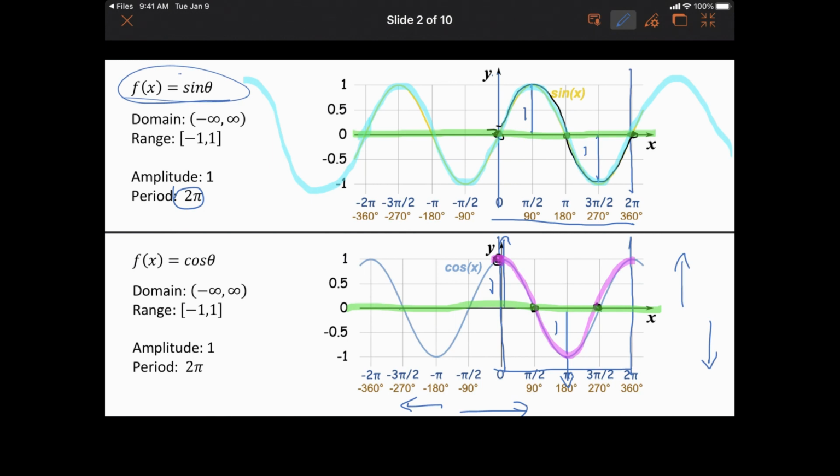Now, what if we change the period? What if the period, instead of 2 pi, what if we did one whole cycle in 4 pi? What does that do to the graph? What if we had a period of pi over 2, so that one full cycle fits in pi over 2? What does that do to the graph? So that's what we're doing today.